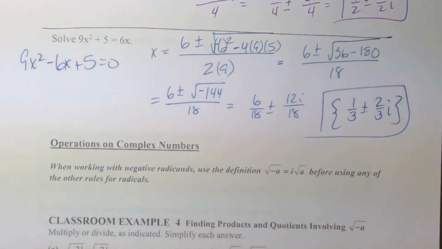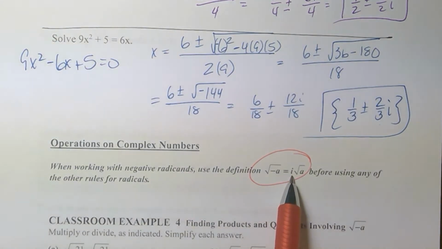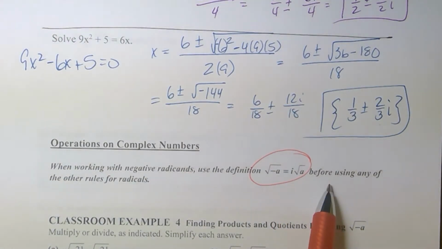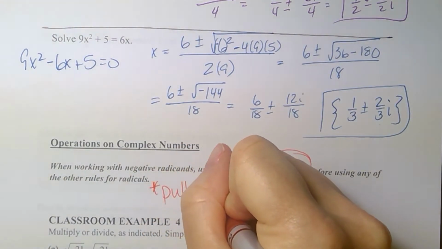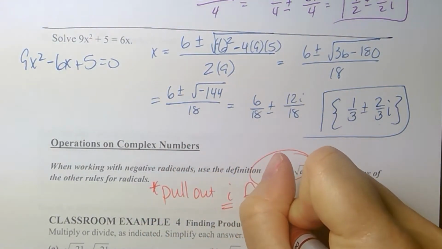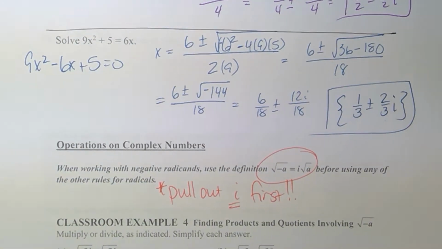All right, when I'm working with negative radicands, remember radicand is the value underneath the radical. When you're working with a negative radicand, use the definition of square root: the square root of negative a is i times the square root of a, before doing any other work. What this is telling you is that you need to pull out the i first. Take care of that before you do anything else. So I'm going to pull that negative out from underneath my radical every time first.